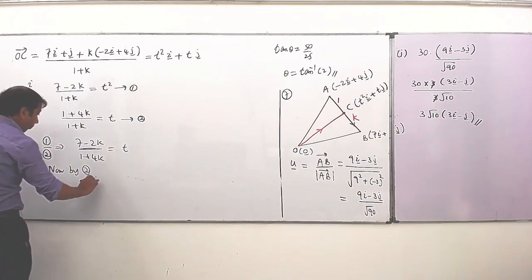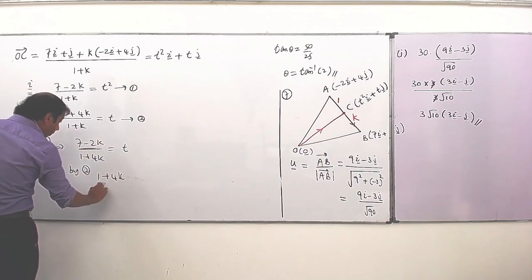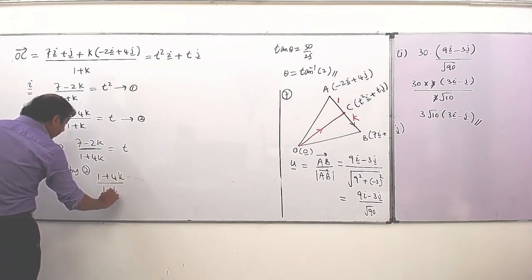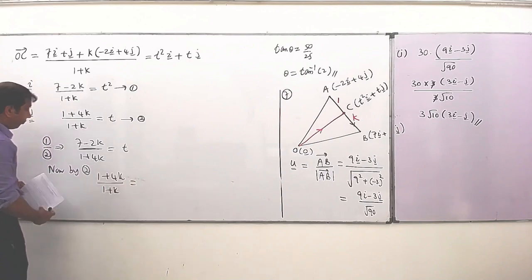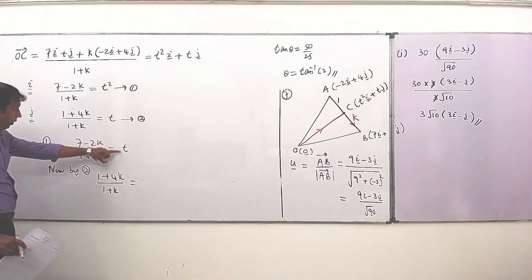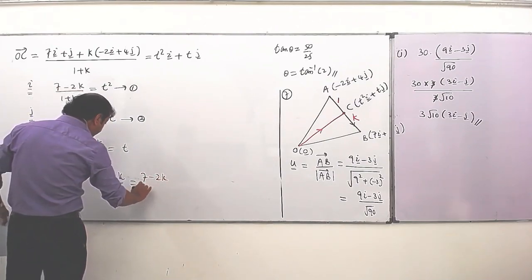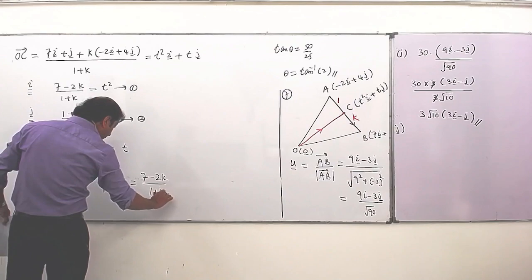What do you get there? 1 plus 4k divided by 1 plus k. 1 plus 4k divided by 1 plus k is equal to t, no? T is this, 7 minus 2k. 1 plus 4k.